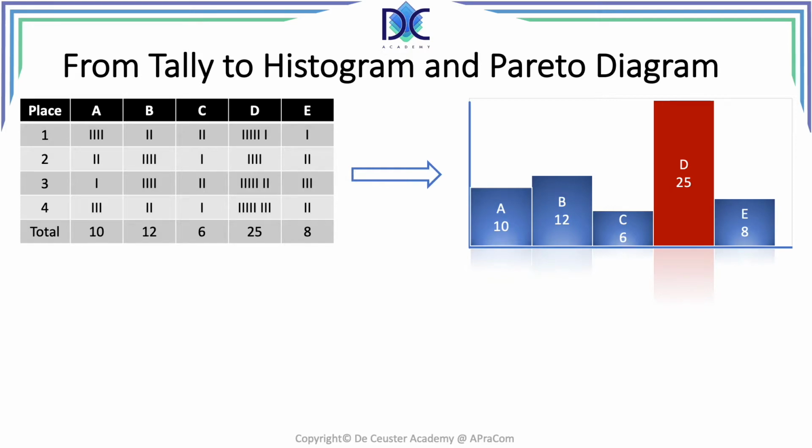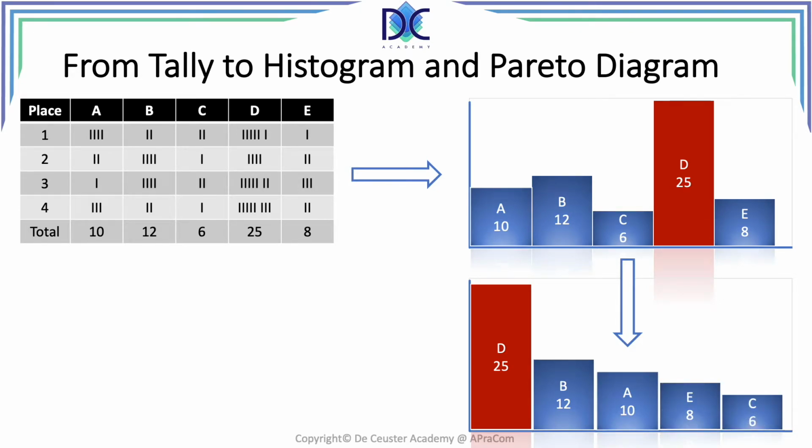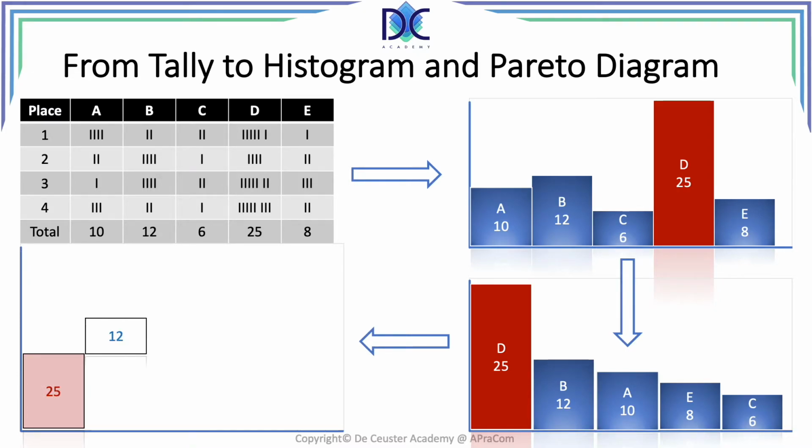Now, another thing we can do is order these data from high to low. So we get a different diagram and we find here D in the first place, then B, A, E, and C. This is the way we can start building basically the Pareto diagram by creating the cumulative diagram of this. So the first element would be 25, then we have 25 plus 12, and so on. And we find, in fact, the Pareto diagram like this.